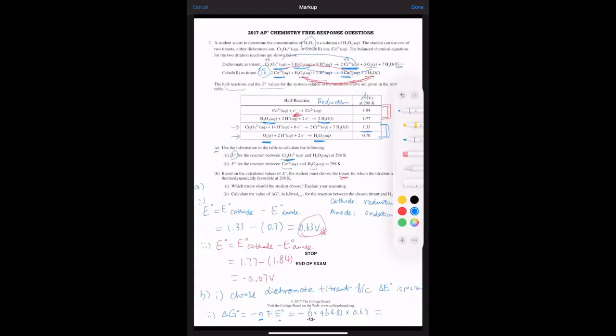And then that gives you a reading of minus some joules, and then you can convert it to kilojoules. So that is minus 364 kilojoules per mole. From this calculation, you can see that delta G is smaller than 0. So basically, that also confirms this is a thermodynamically favorable reaction by using dichromate as a titrant.